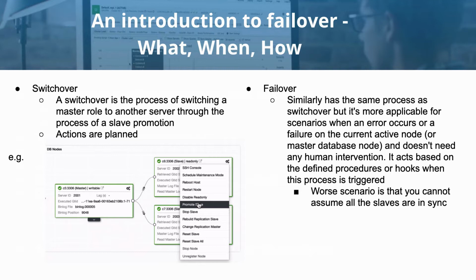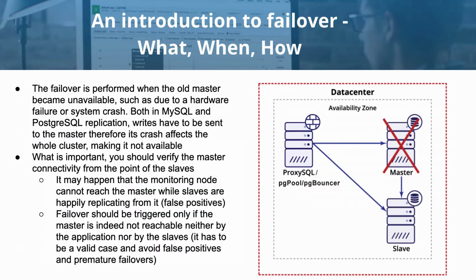and so it needs to be taken either out of the cluster or assigned as a passive database node. While failover is more automatic and doesn't need human intervention, it has a similar process as switchover, but it's more applicable for scenarios when an error or failure occurs on the current active node or master database node and doesn't need any human intervention. It acts based on the defined procedures or hooks when this process is triggered. Its worst case scenario is that you cannot assume all the slaves are in sync.